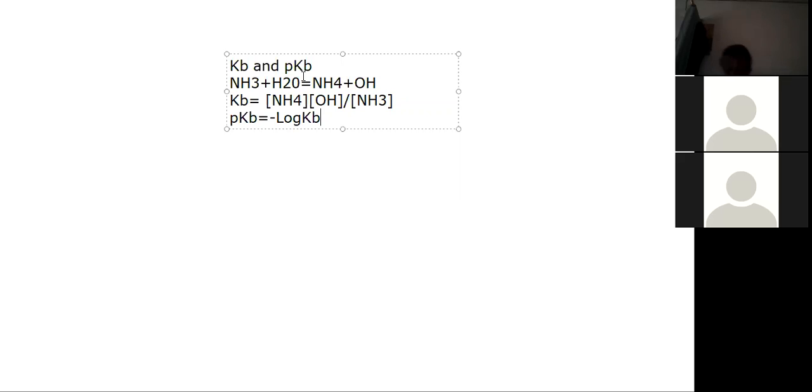Now let's solve one question. We are doing this 1 M solution of ammonia. Calculate the pKb. For 1 M solution of ammonia, you have to calculate the pKb. And number 2, calculate the hydroxide ion concentration.